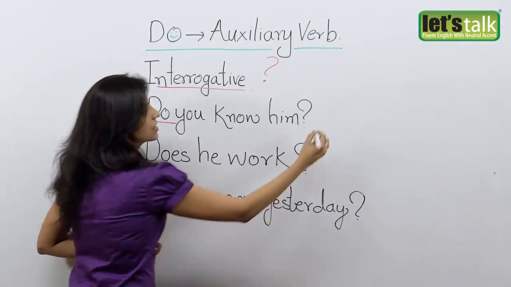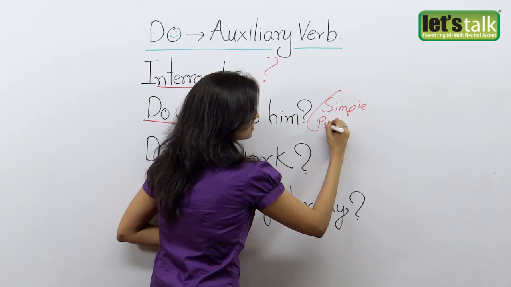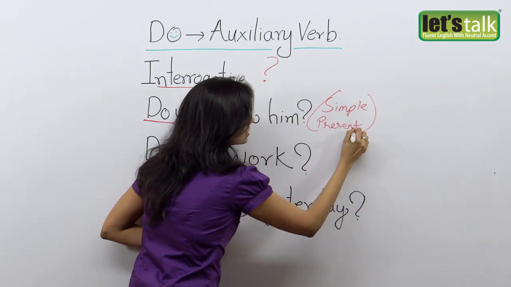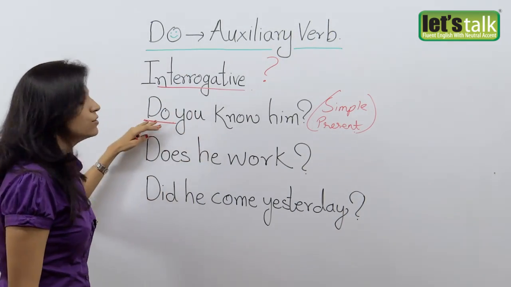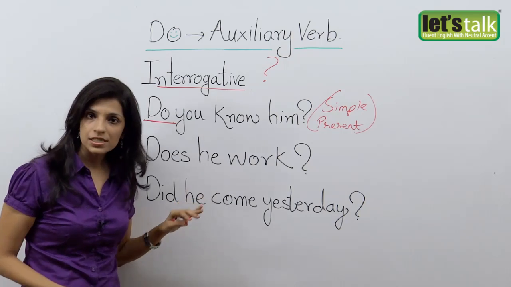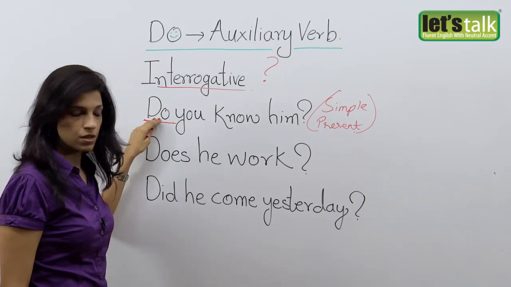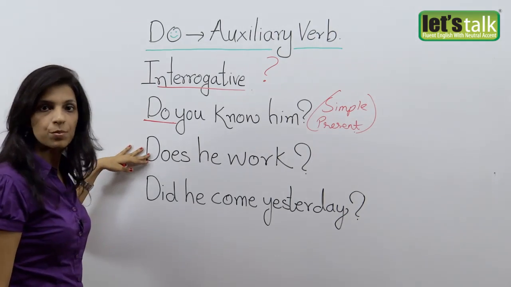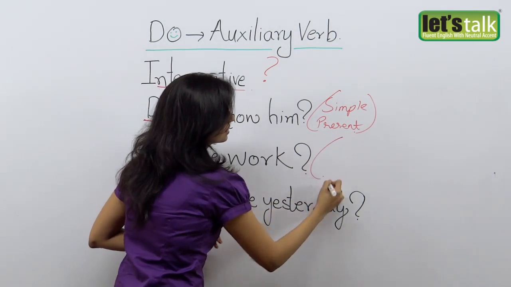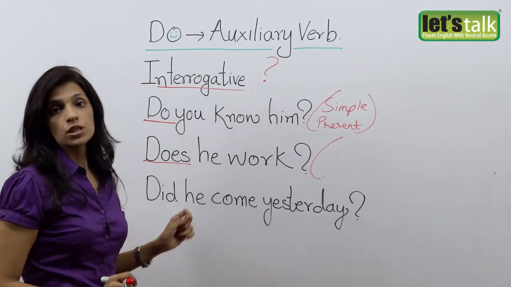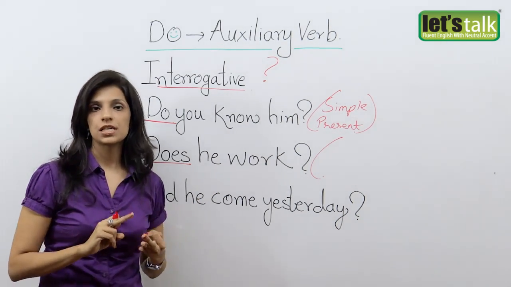Now, this is a simple present tense interrogative statement. So, when you ask a question in the simple present tense, you have to use the auxiliary verb do. Now, moving on to the next example, does he work? This is also a simple present tense, but we use does for the third person singular, like he, she, it.